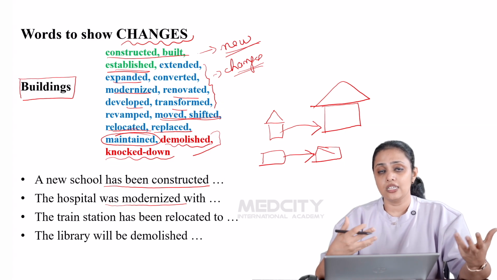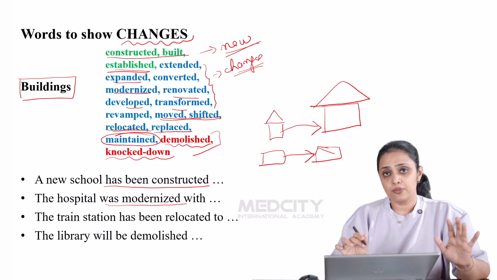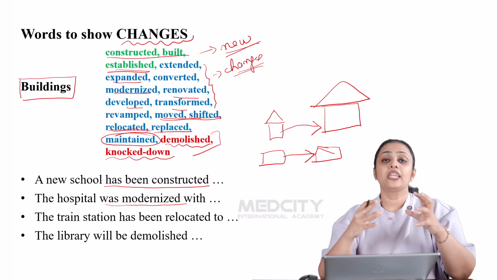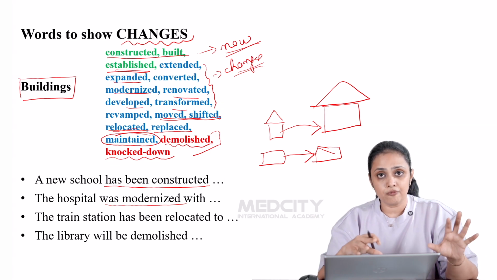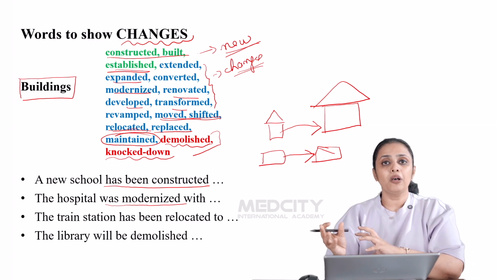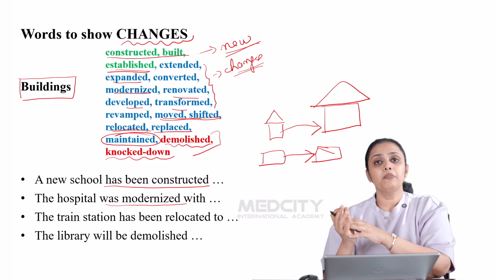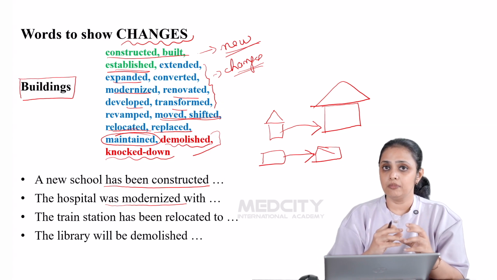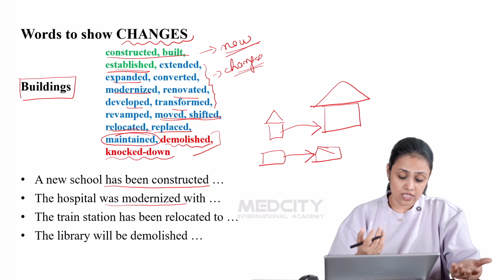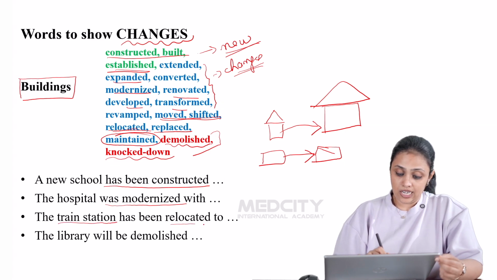It has been modernized. It has been made better. When would you say it has been modernized? If you see an expansion, like new blocks have been added to the hospital, in the new map, or in one map you see one basic structure, and in another map you see new blocks added to the hospital, then you can say that it has been modernized, or you can say it has been expanded. Then the train station has been relocated.